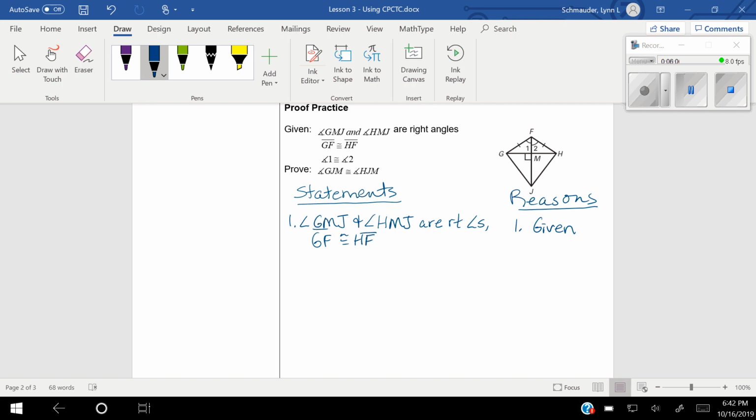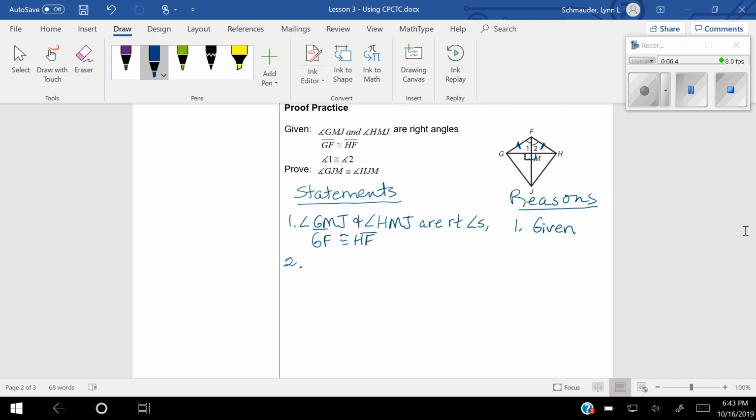Okay, here's another proof. Let's see what we got here. This proof could be done in a very quick way, but I feel like since it's in this lesson, we need to go ahead and use CPCTC to do it. So what do we got here? We know that angle GMJ, this one right here, and HMJ are right angles. Okay, GF, it's already marked here. GF is congruent to HF, and angle 1 is congruent to angle 2.